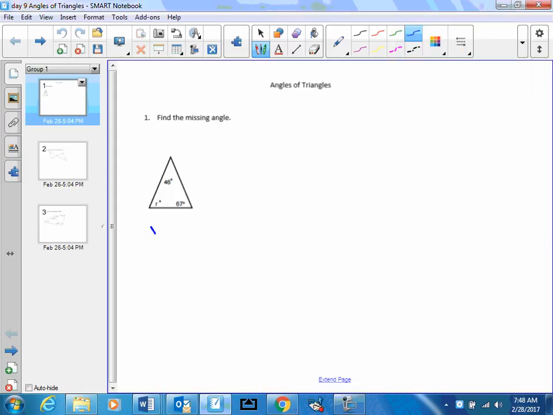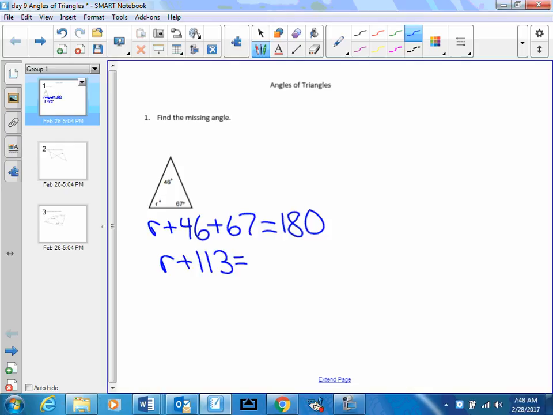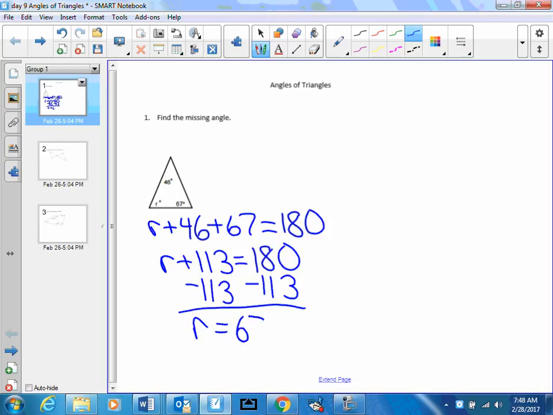So if I add R with 46 and 67, that has to equal a total of 180 degrees. Combining like terms on the left-hand side, 46 plus 67 is 113. That then has to equal a total of 180. And now I do my inverse, subtract 113. I get the value of R is 67.